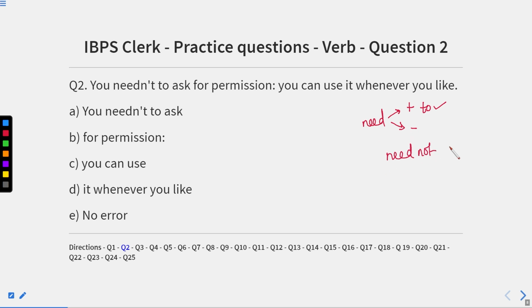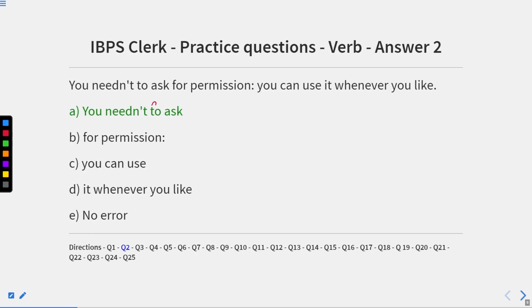Now, in this case, we only use bare infinitive, that is first form without to. So here we do not use to. In fact, we use verb first form. So need not is basically followed by bare infinitives, whereas need can be followed by an infinitive. So in this sentence, it is written you need not to ask. So this to word is incorrect. It should be removed from here. So this preposition to should be removed. So the correct sentence will be you need not ask for permission.